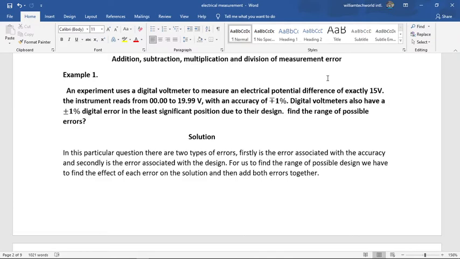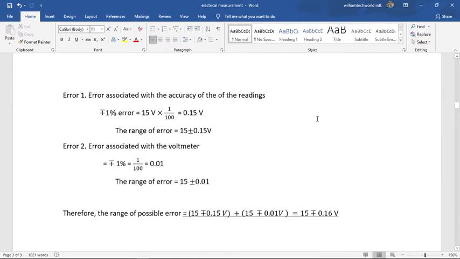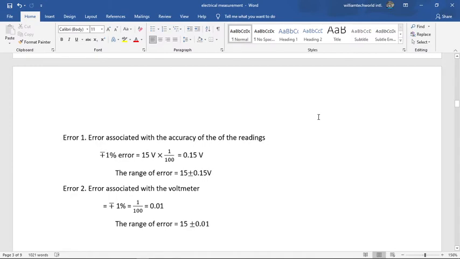Now we're having two types of error here. We're having an error due to the accuracy of the instrument, and then we're also having an error due to the device itself. So now we have to find these errors and add them together. Now firstly, the solution.